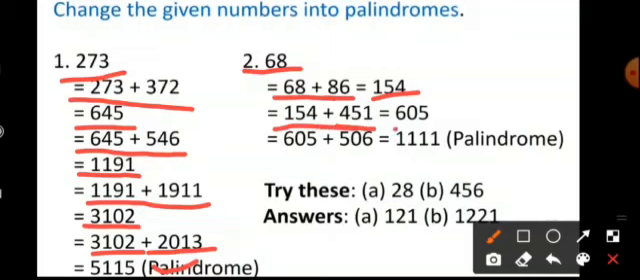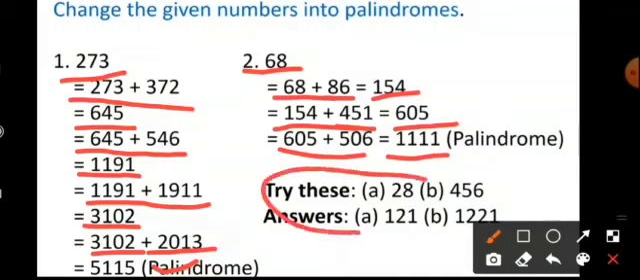Now 605 is not a special number, reverse it and add it to 605. So you will get the number 1111. This is a special number, so you have to stop the process. Now you can try these numbers, and answers are also given.